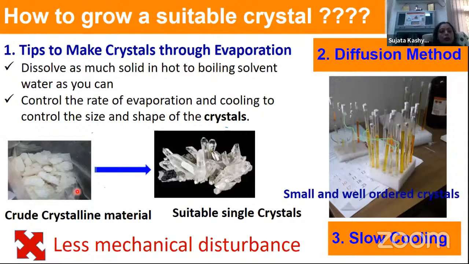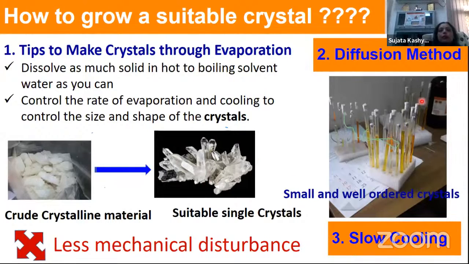Although it is not bad if we get this type of crude crystalline material, this is also good. That means we are getting pure compounds. But again, we have to take some sample, some analyte, from here and dissolve it in a suitable solvent. And now again, we have to be very cautious and very careful. That means we have to control the rate of reaction, otherwise we will not get single suitable crystals.